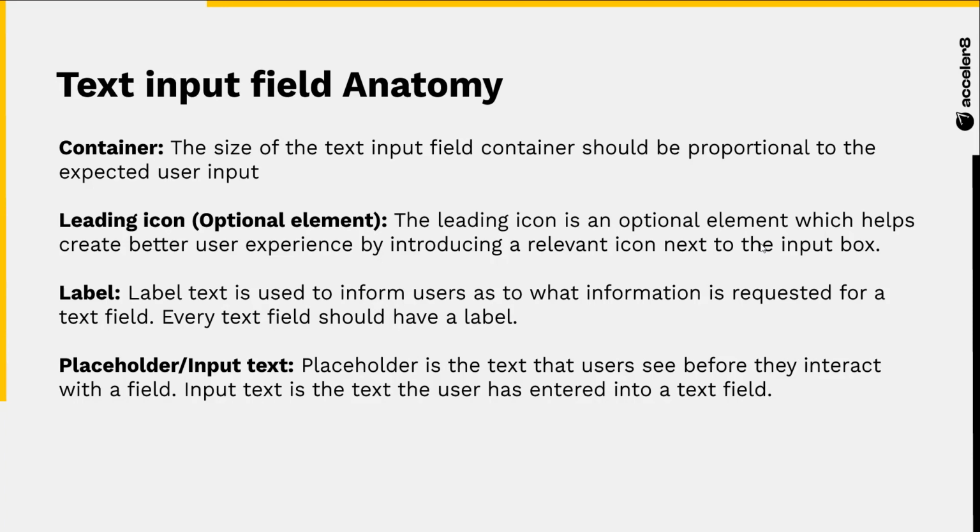So, placeholders or input text. A placeholder is the text that users see before they interact with the field. Input text is the text the user has entered into the field. Sometimes you see a form field where you have name, and then inside the input text, you have something like "your name." That is simply providing a visual cue for the user, so they know that right here, I'm supposed to enter my name.